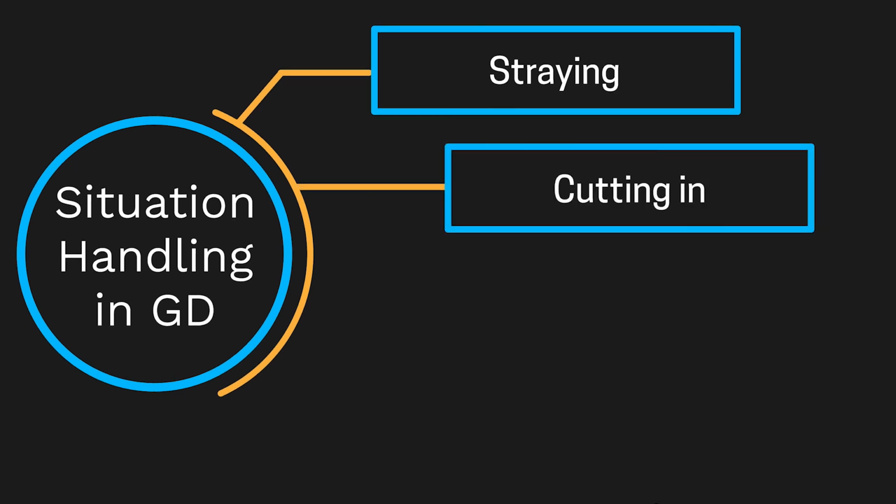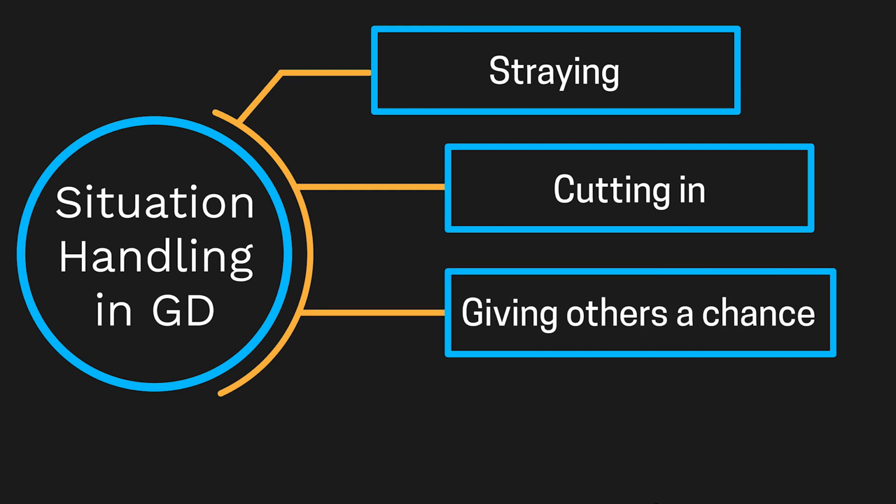Cutting in. Never cut a person when he or she has just begun speaking or when a reason is being given. Giving others a chance. Make well-spaced attempts about 3 to 4 times during the GD. Do not suggest taking turns to speak. Don't corner people by calling out their names and asking them to contribute.